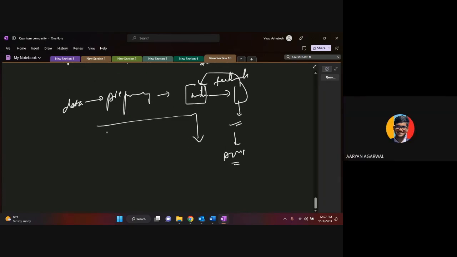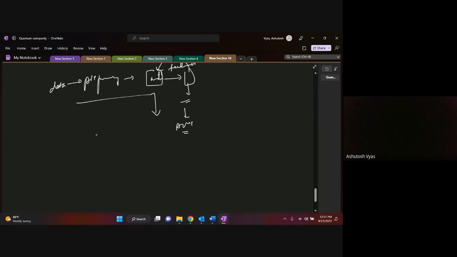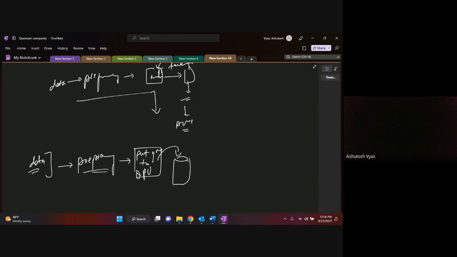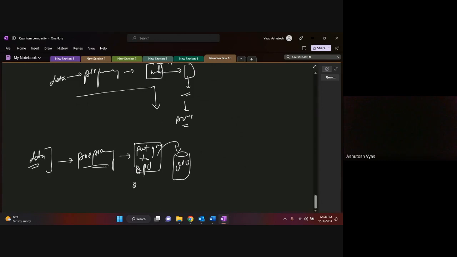Cool, guys. In quantum computing also, I will just brief you on what exactly you will have to do. You will have to take your data and perform some pre-processing on it. Once you have done that, you will have to understand how to put your data into QPUs, quantum processing units. For that there is something called quantum embedding.